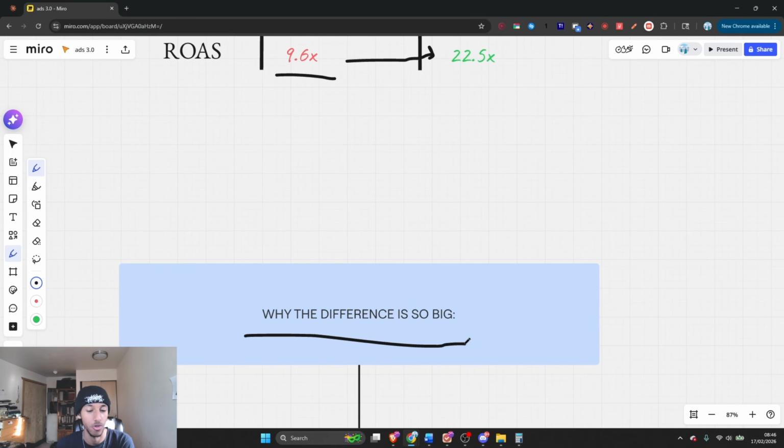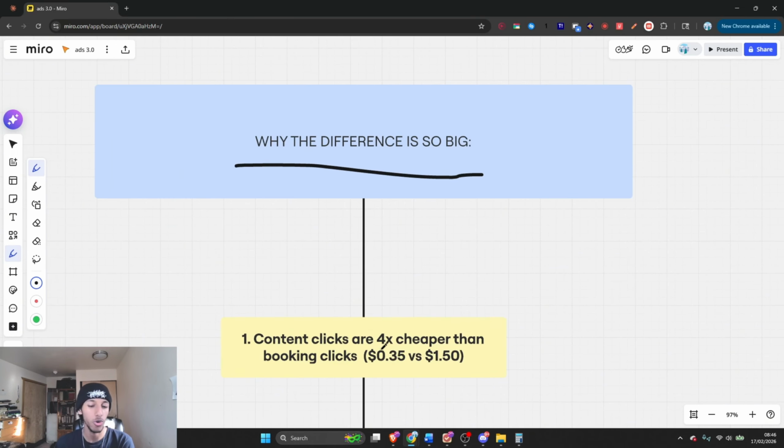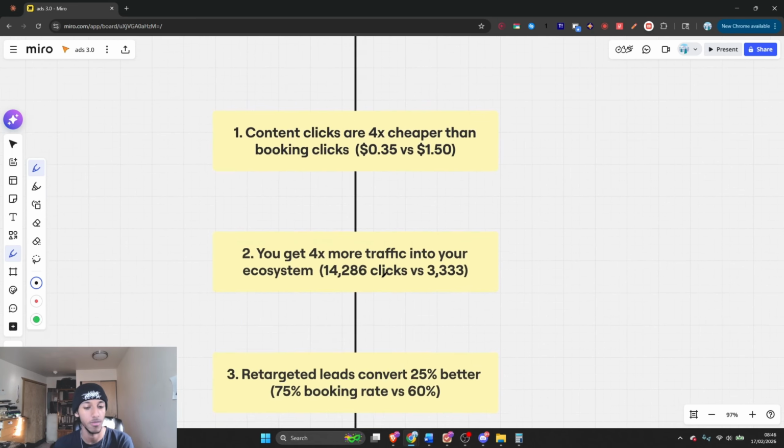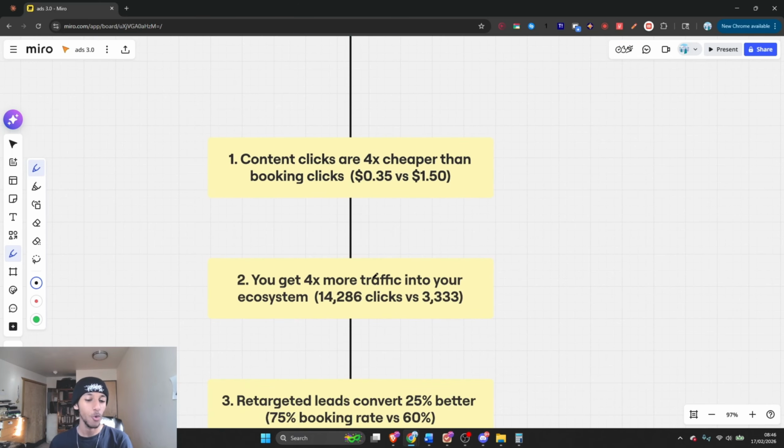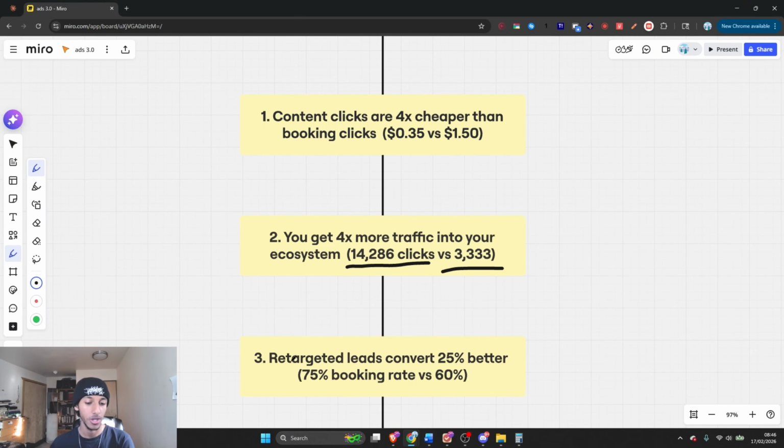Why is the difference so big though? Content clicks are 4 times cheaper than booking clicks, because you're just retargeting them back to your content, getting them more familiar with who you are. You get 4 times more traffic into your ecosystem, so 14,000 clicks versus 3,333. Retargeting leads convert 25% better because they're more familiar with your content, therefore having an increase of over 15% in your booking. 15% is a lot.